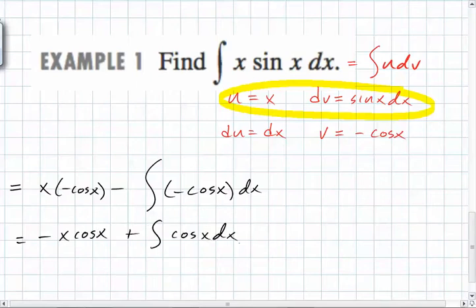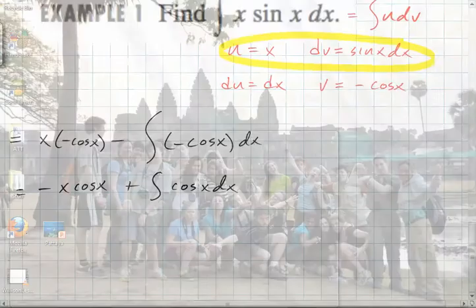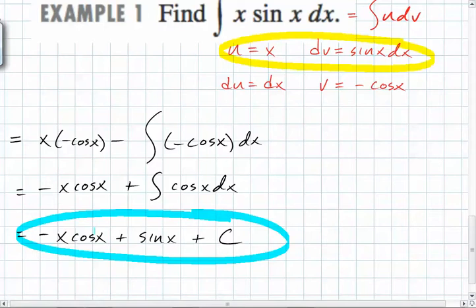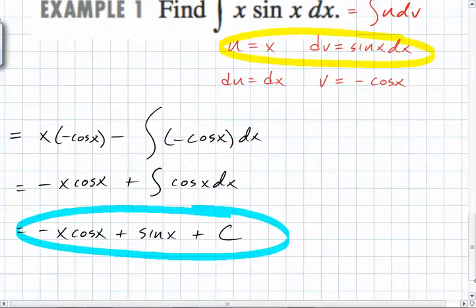Is the integral of cosine x something that we know? What is it? Yeah, so negative x cosine x plus sine x plus c. How do we check to see if that's the proper integral? Find the derivative and see if it is. So let's actually check that right now.